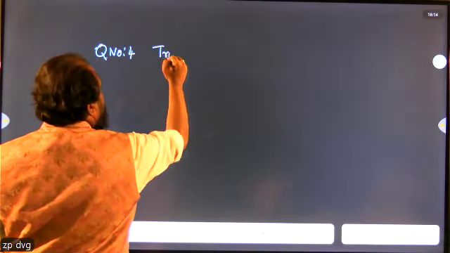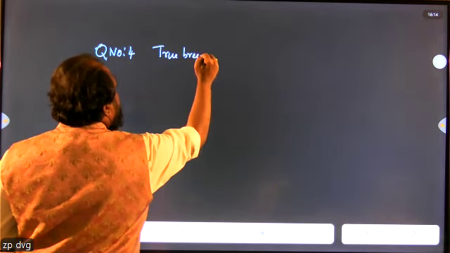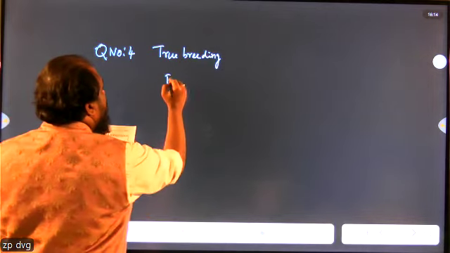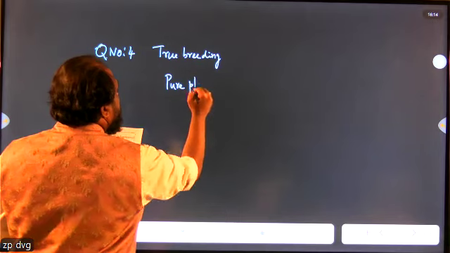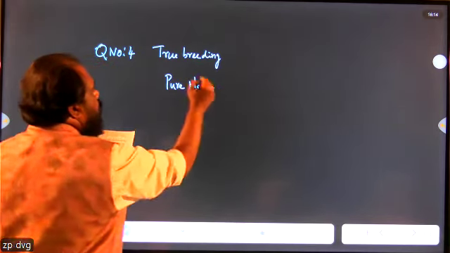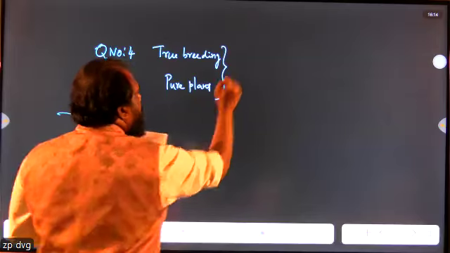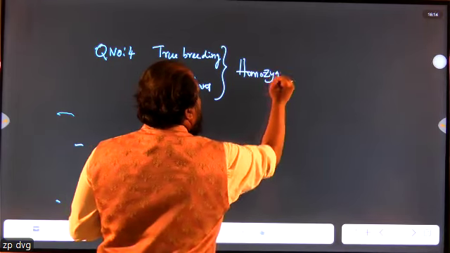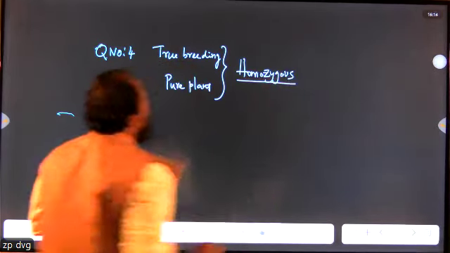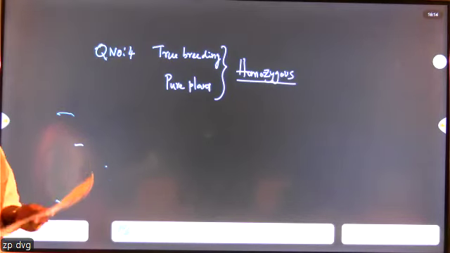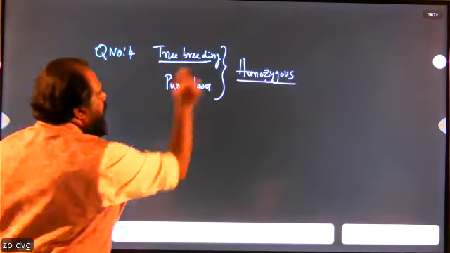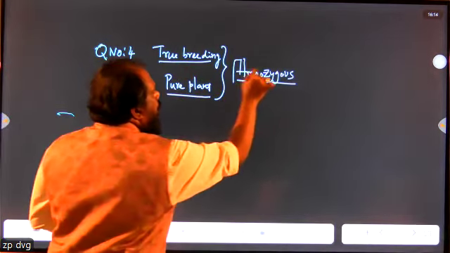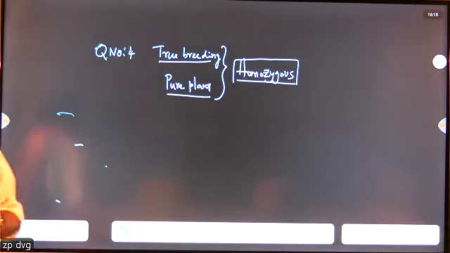The keyword here is true breeding. The next keyword here is pure plant. Now remember these two words. True breeding and pure plants are always homozygous for a particular character. Please remember the keywords in the questions. The keywords here are true breeding and pure plant. In true breeding or pure plant, the individual will be what? Homozygous for a particular trait.